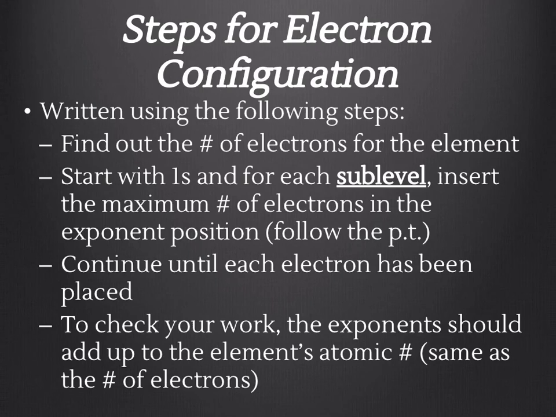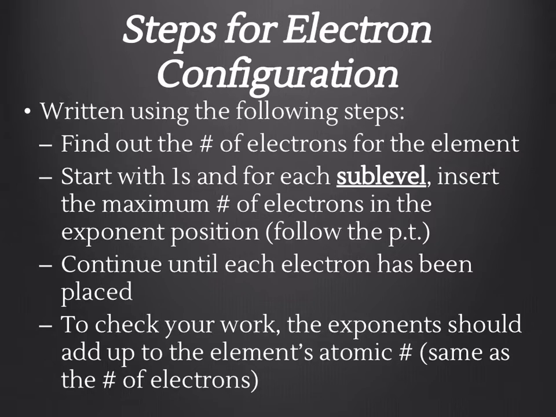So these are the steps for configuration. I'm going to talk them really quick, but then I want to actually show you on the next slide. So when you're writing an electron configuration, you figure out the total number of electrons, because that's the number of electrons you need to place. Everything always starts with 1s, because moving out from the nucleus, the first energy level you're going to get to is energy level 1, and energy level 1 has only an S sublevel. So every electron configuration must start with 1s, okay?